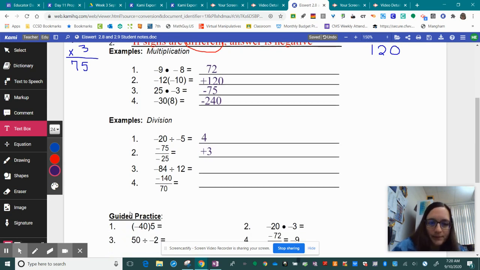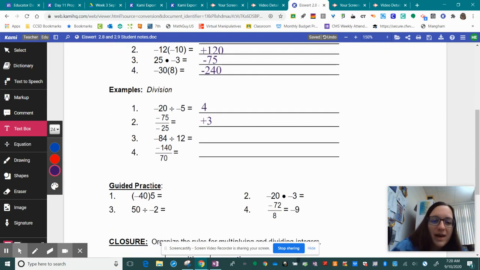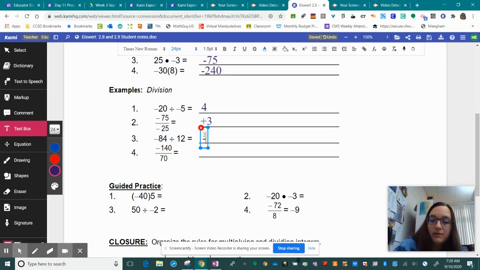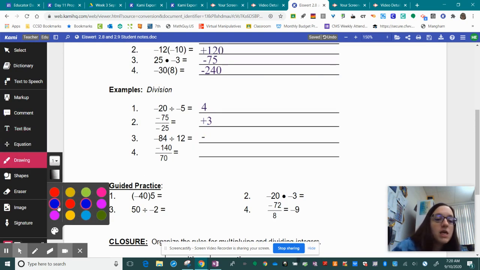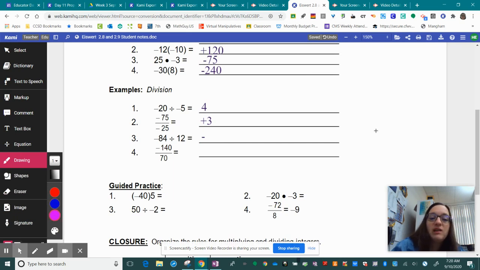The next one, we have negative 84 divided by 12. Are those the same signs or different signs? They're different. Different signs, our answer is going to be negative. We have a negative. Our 12s are a little tough. Our 12s are tough to remember. How many 12s fit into 84? So you could do a little guess to the side and be like, okay, how many 12s fit into 84?